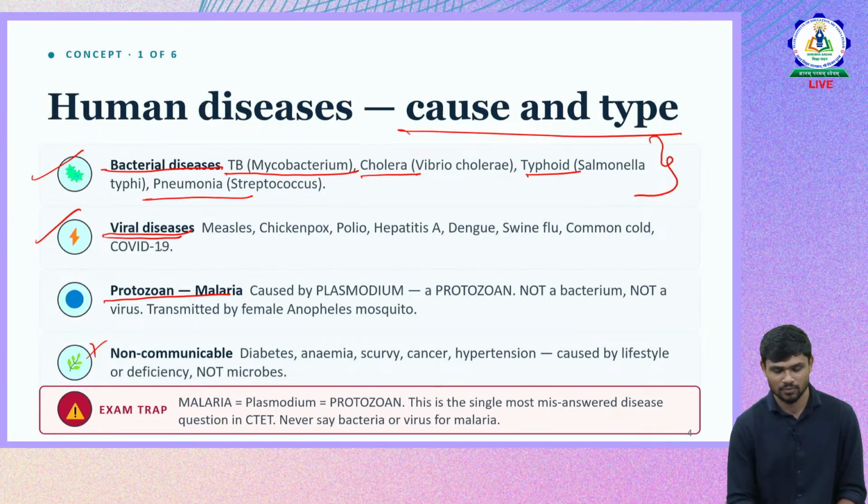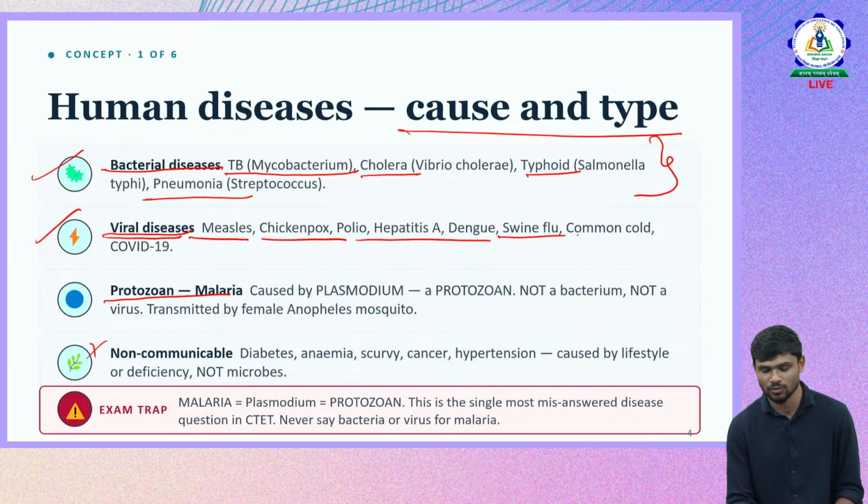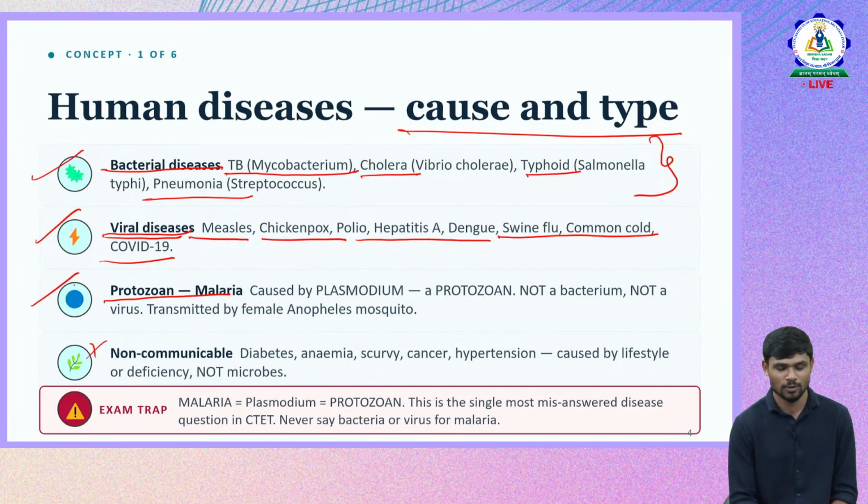Then viral diseases. So what are viral diseases? Measles, chickenpox, polio, hepatitis B, dengue, flu, common cold, COVID-19. All these are viral diseases, caused by virus. Then what about protozoa? Protozoa means, definitely remember, it is malaria.